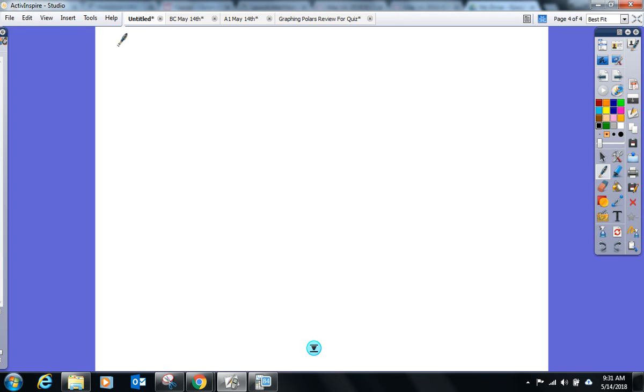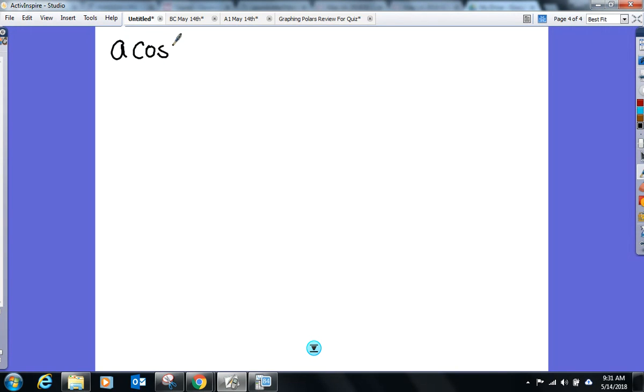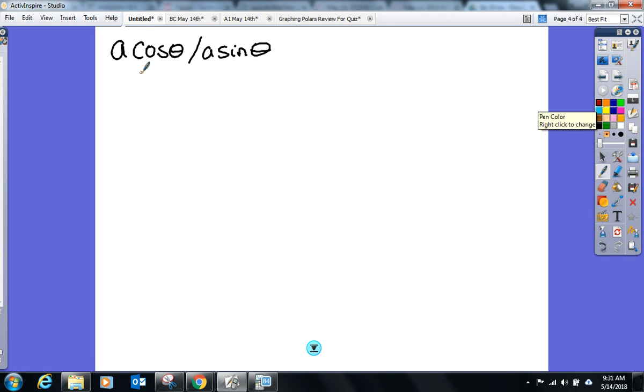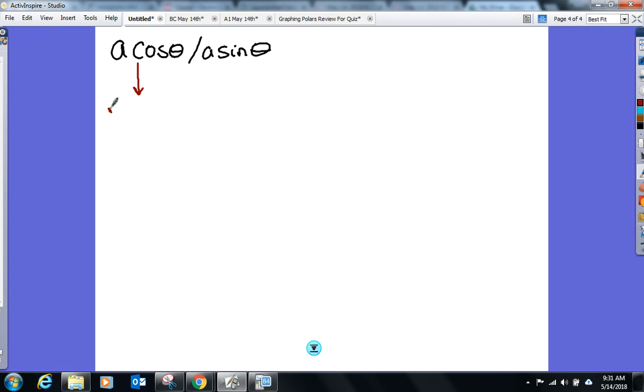All right, first type is the basic type, where it's going to be A cosine theta or A sine theta. A number out in front, 2 cosine theta, 6 sine theta. If you have an equation that looks in this form, it's going to be a circle. Specifically, if it's cosine, it's going to be a circle on the positive x-axis. You know what I mean by the positive x-axis? Going to the right, circle over to the right, yep.